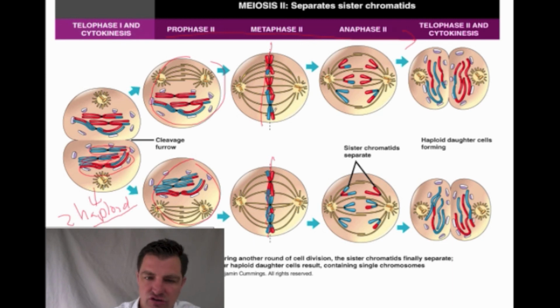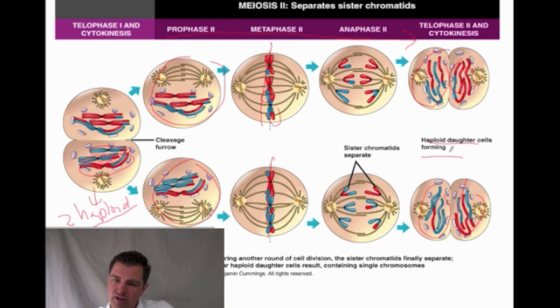And you notice the crossovers occurred, so they've swapped parts. During anaphase 2, the sister chromatids separate. And then I form a new cell around that, and what I end up with is 4 haploid daughter cells. Each one is haploid. And if this was a human, it would have 23 chromosomes in each one.